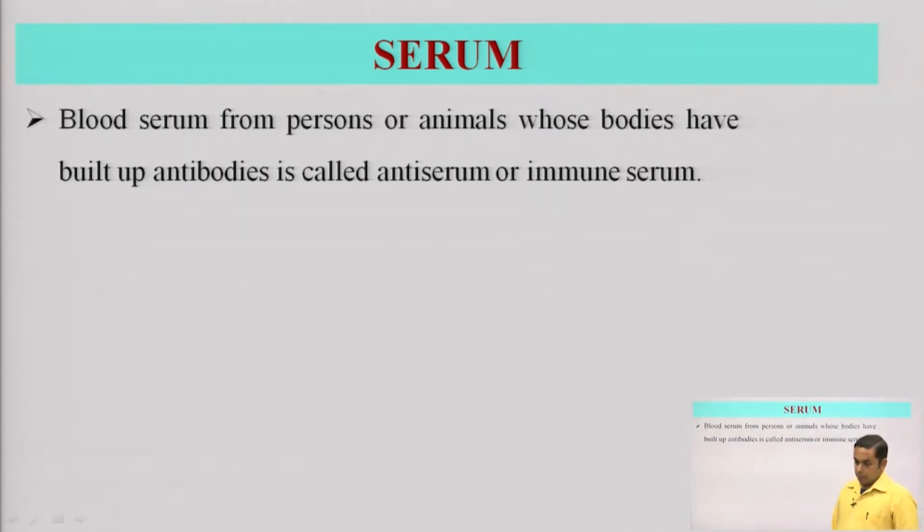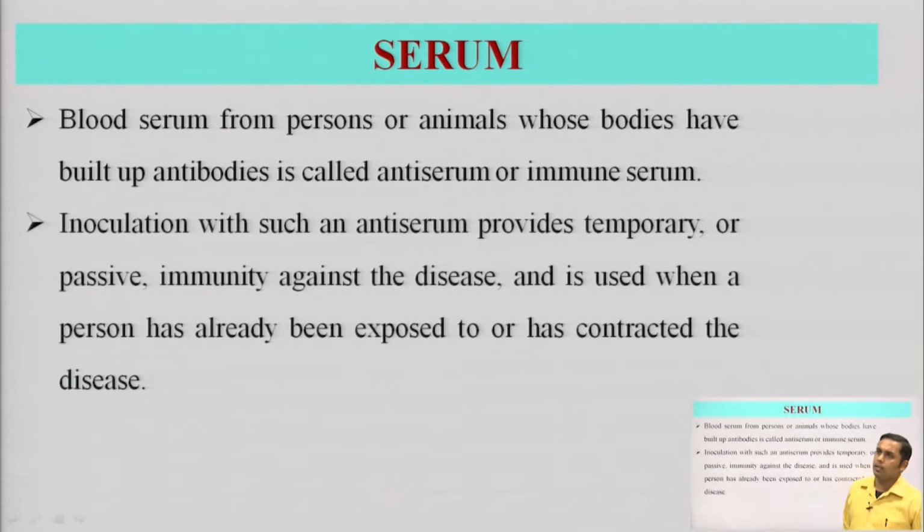The blood serum from a person or animal whose body has built up antibodies is called anti-serum or human serum. Very important, because in the time of COVID this term was so popular, because scientists tried their best to make a therapy based on this, that is anti-serum or human serum. The inoculation with such anti-serum provides temporary, passive immunity against diseases, for example COVID-19. And it is also used when a person has already been exposed to or come in contact with a disease.